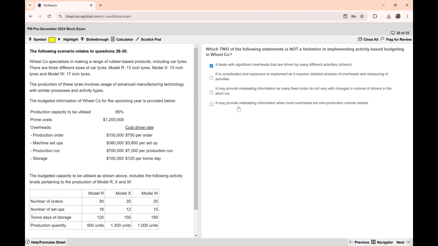And last point is it may provide misleading information when most overheads are non-production volume related. See, ABB is designed to handle situations where overheads are not volume related, as it focuses on activities rather than just production volume. This makes it well suited for such scenarios. So this is not a limitation. So you will select this. Okay. So with this, we complete the solution of question Wheel Company.